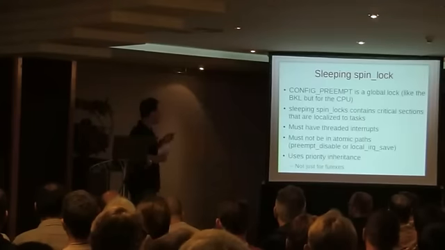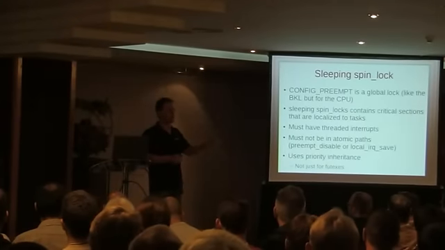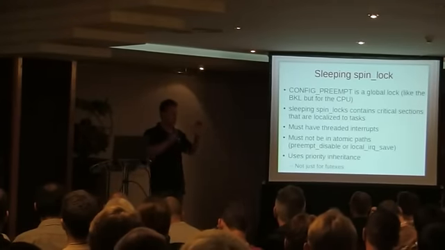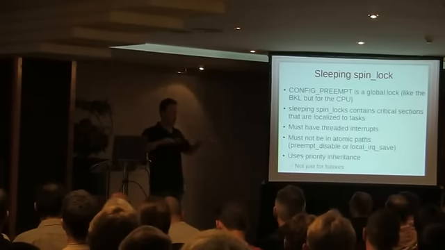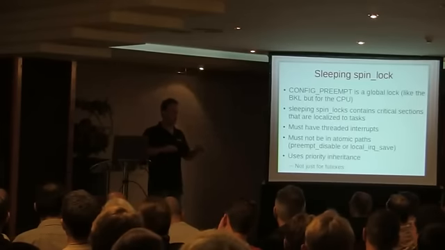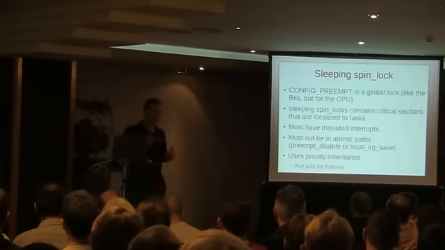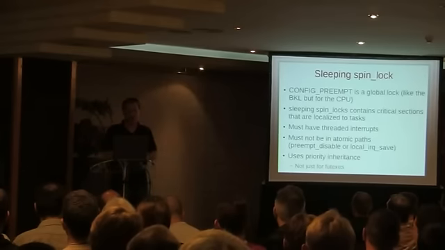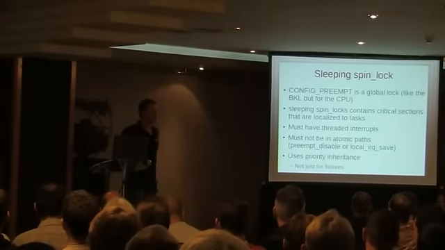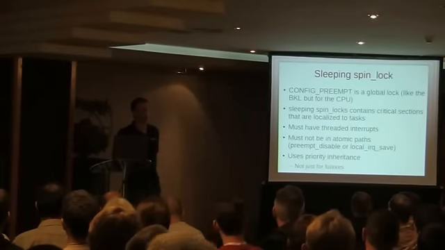Also, spin locks cannot be used where you manually, or out of line, disable interrupts or disable preemption. You can't call spin lock in these little areas. And then we also have priority inheritance. Right now, priority inheritance exists in the mainline kernel, but it's only for a few mutexes.